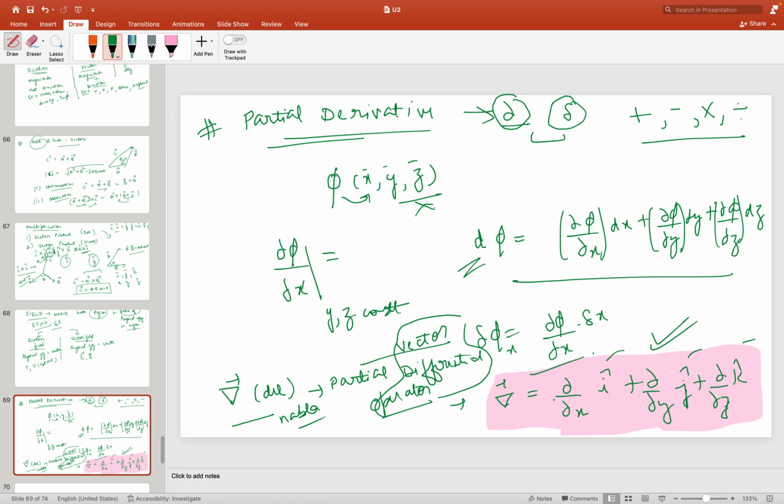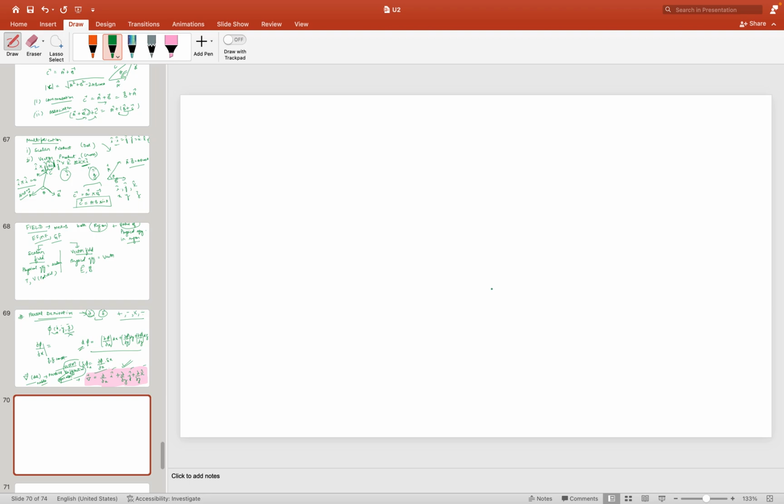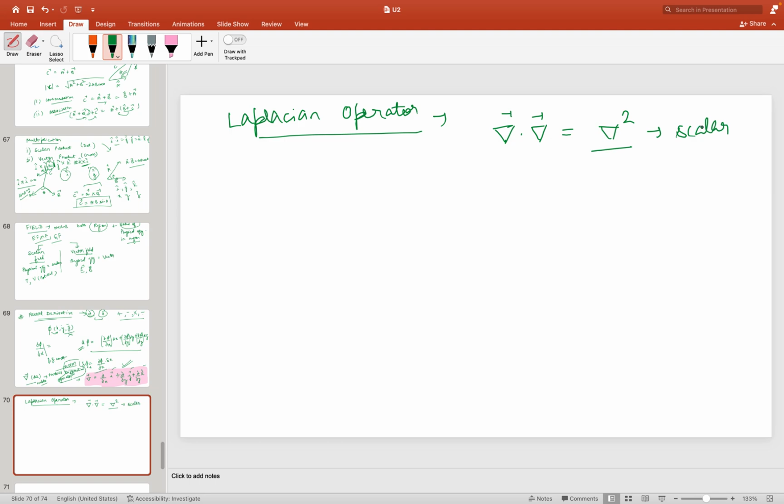Okay, then comes another operator which we will be talking about, that is the Laplacian operator. It's a dot product of the differential operator. The dot product of the differential operator gives you the Laplacian operator. Now this Laplacian operator is a scalar quantity. It has only magnitude, no direction. Because we are taking the dot product, so it will be equal to, what will be the value of the Laplacian operator? Anyone who can answer this?